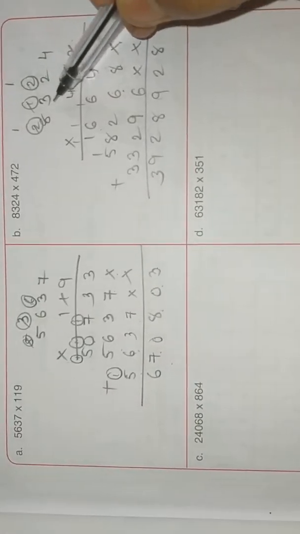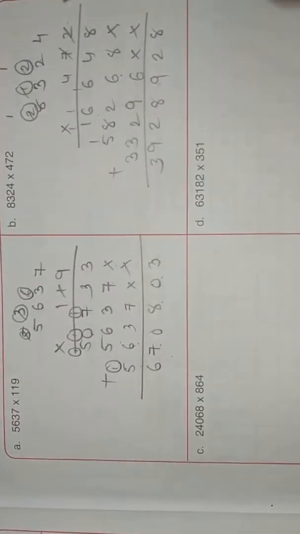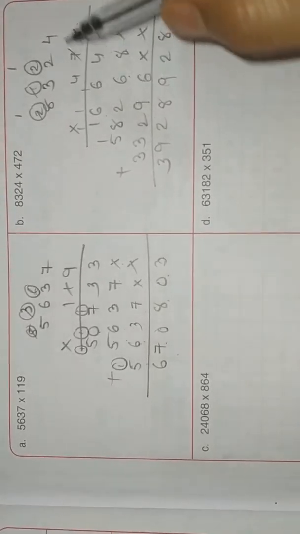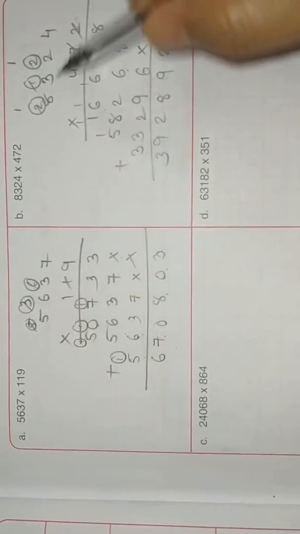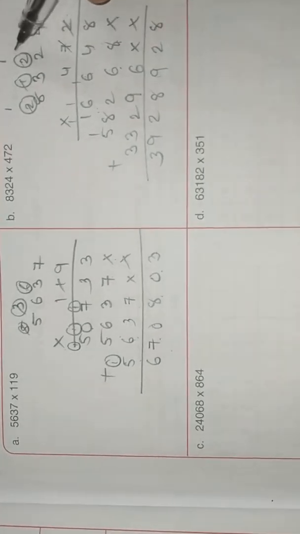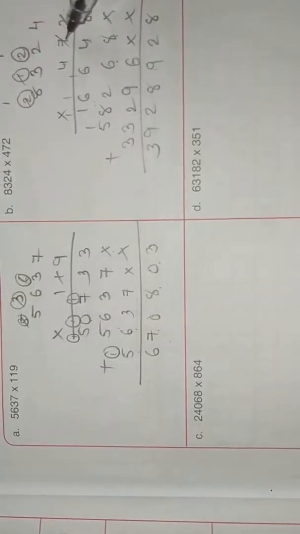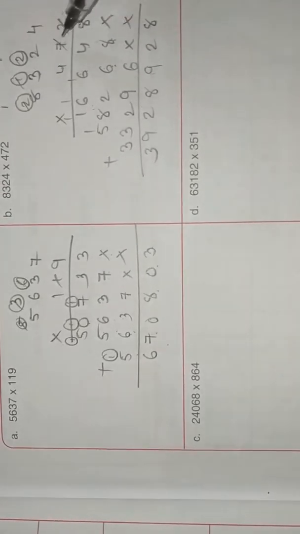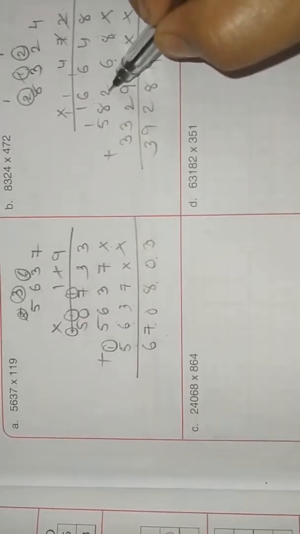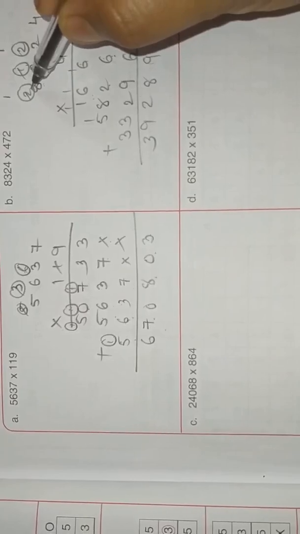7 3s are 21. Sorry, 2 3s are 6. 2 3s are 6. 2 8s are 16 is there. 7 4s are 28. Write here 8. 2 is a carryover. 7 2s are 14. 14 plus 2, 16. Write here 6. 1 is a carryover. 7 3s are 21. 21 plus 1, 22 is there. Write here 2. 2 is a carryover. 7 8s are 56. 56 plus 2, 58 is there.